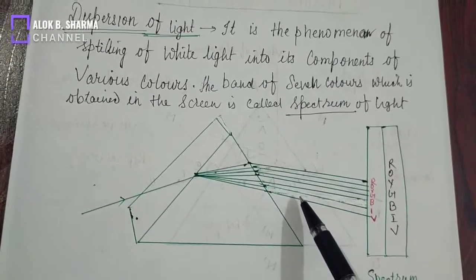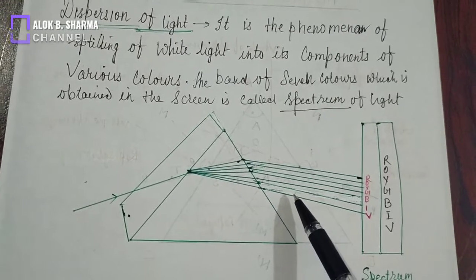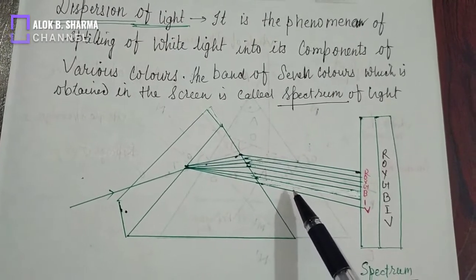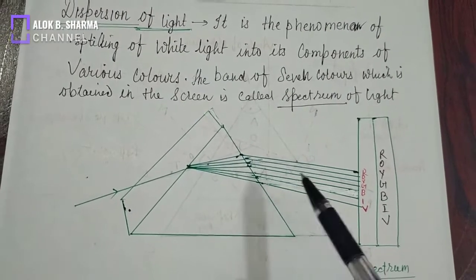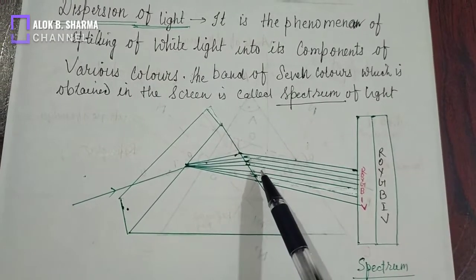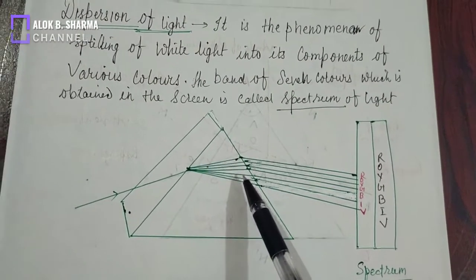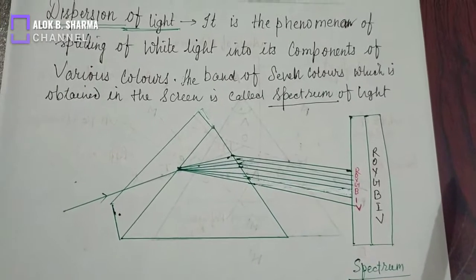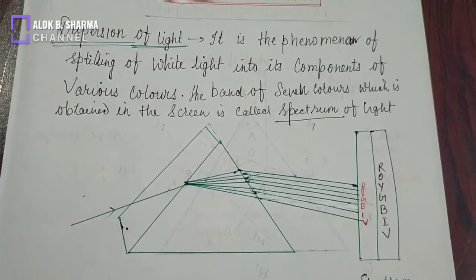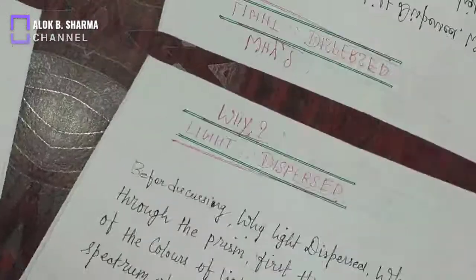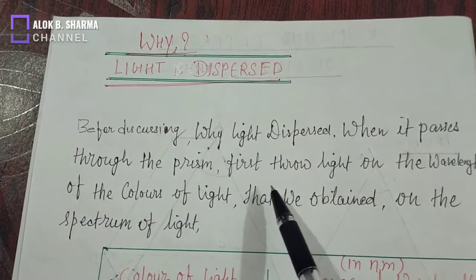Dispersion is what? Simply it is the splitting of white light into its constituent colors, and different colors bend with a different angle of refraction. This is the phenomenon of dispersion. Why is light dispersed? This is the question.